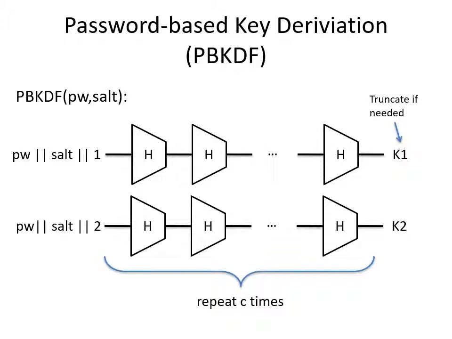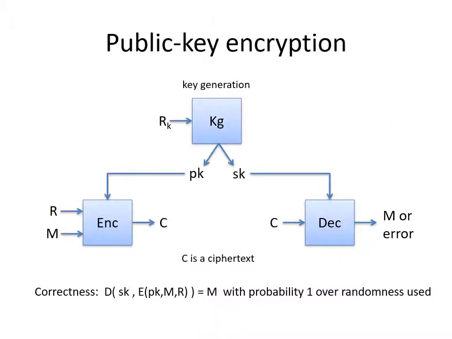So the whole purpose of repeating it is just to slow down dictionary attacks. And then the salt means you can't pre-compute a big dictionary offline and use it on every password. Okay, so that was it for HMACs, symmetric encryption.